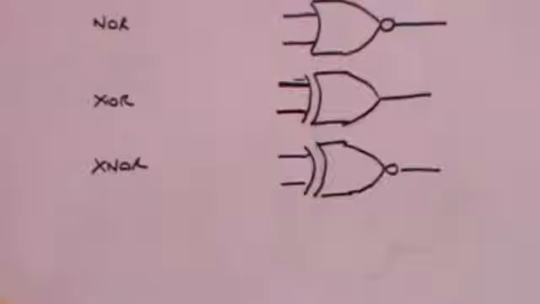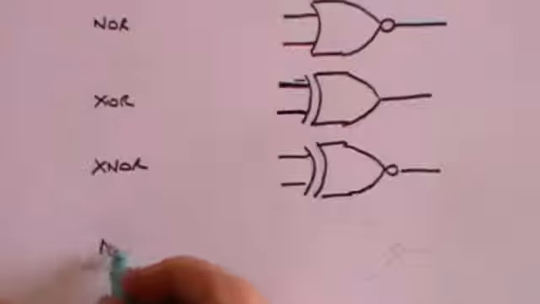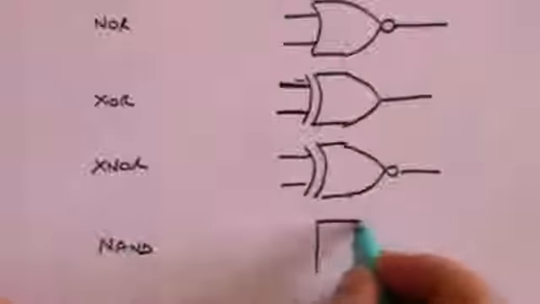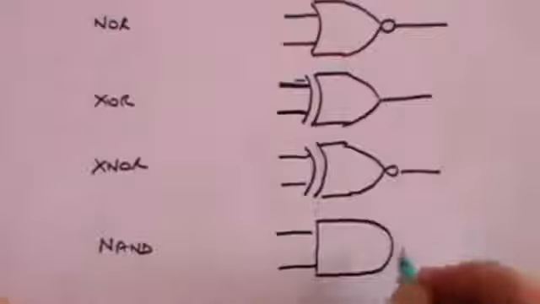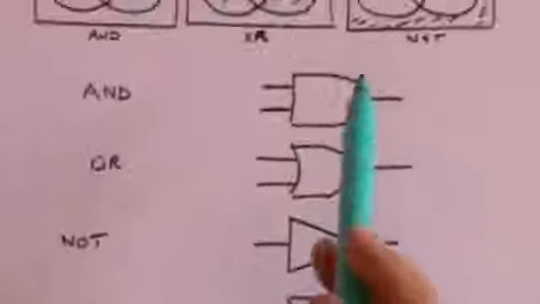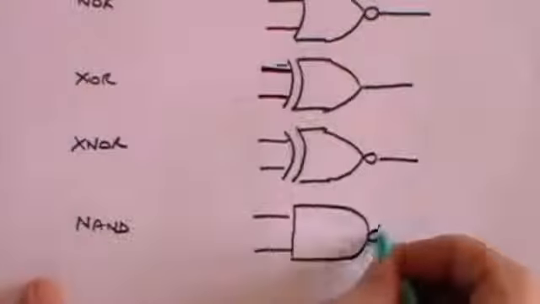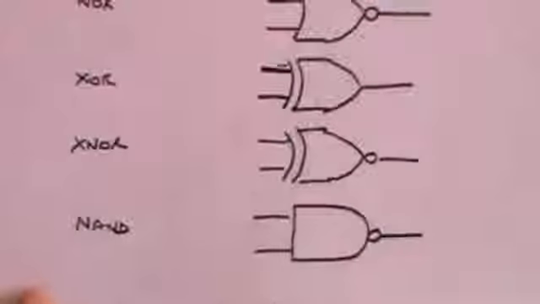And then the final one in the basic series of 7 is called the NAND gate, which kind of says not AND. And its symbol is very similar to the AND symbol. It has two inputs, but because it's a NAND symbol, of course it will have the little circle to indicate that.